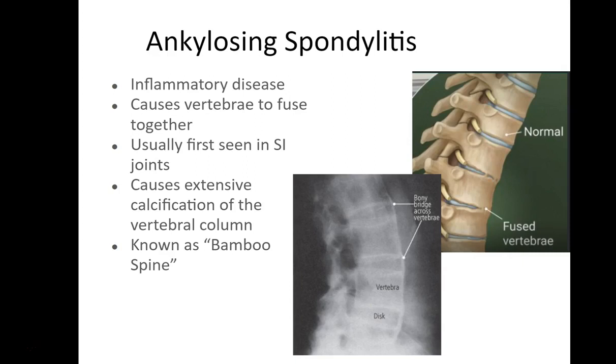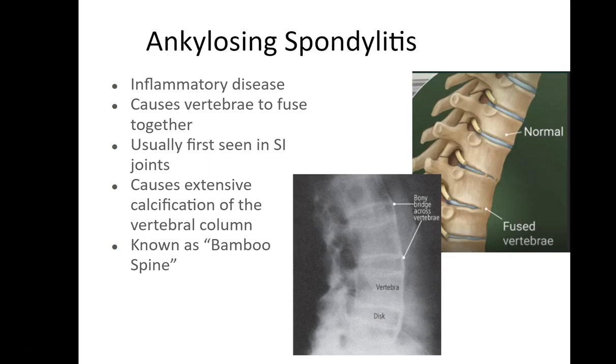Signs and symptoms begin in early adulthood, and they include pain and stiffness in the lower back and hips, especially in the morning or after periods of inactivity. There's no known cause for ankylosing spondylitis, but scientists think genetics may play a factor. And there's no cure, but anti-inflammatory drugs and therapies can help ease some of the symptoms.